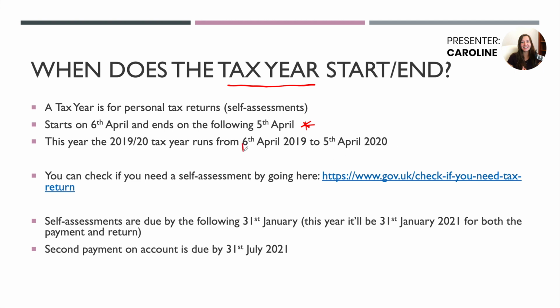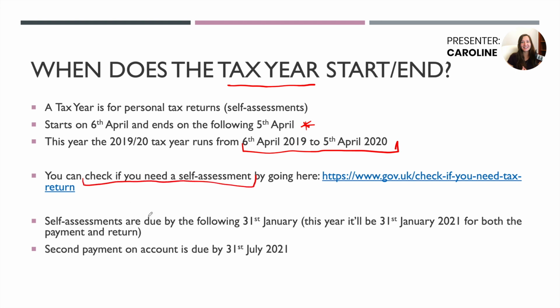If you receive any income between these dates, it would be reported on your self-assessment if you need to complete one. So if you're running your own limited company and you receive a substantial amount of dividends, you will need to do a tax return and report your income on your self-assessment. You can check if you need to complete a self-assessment by going to the gov.uk website. You can type this link in, but if you just type this line into Google, you'll find the website anyway.